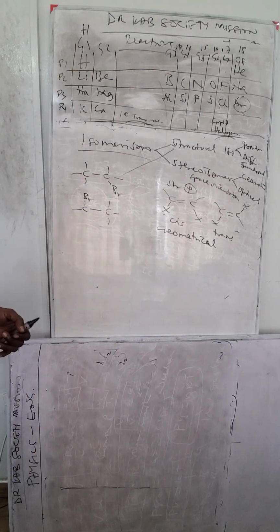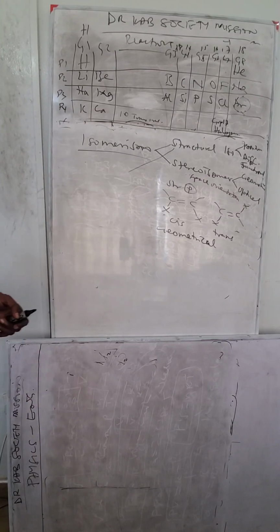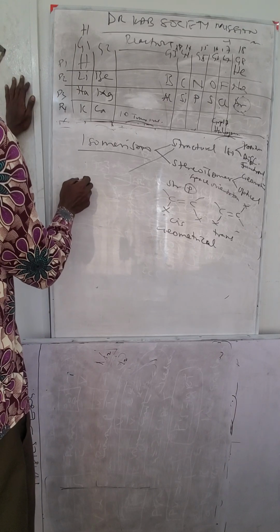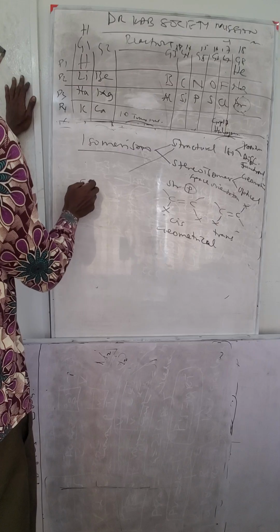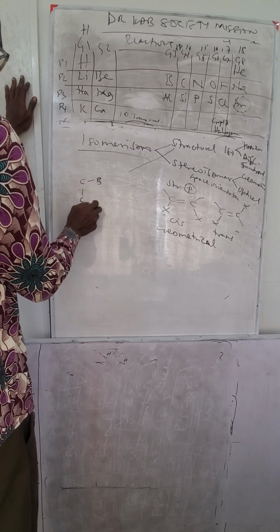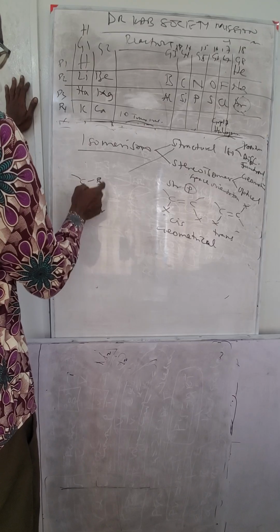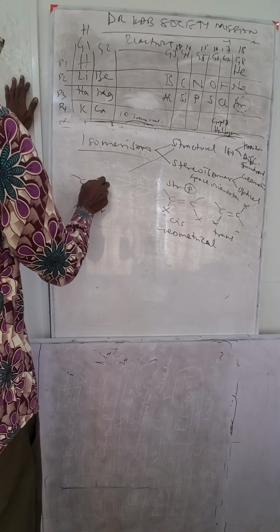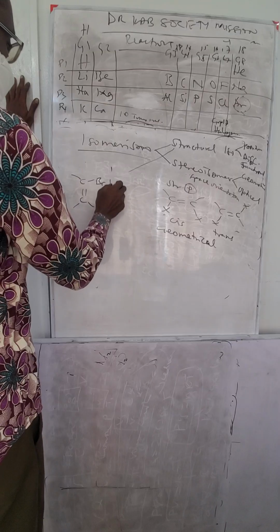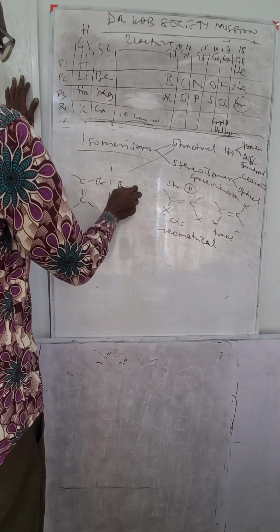The optical isomers are more or less mirror images. Okay, so mirror images, let's say this is the mirror. Then I'm going to get the image here. See.